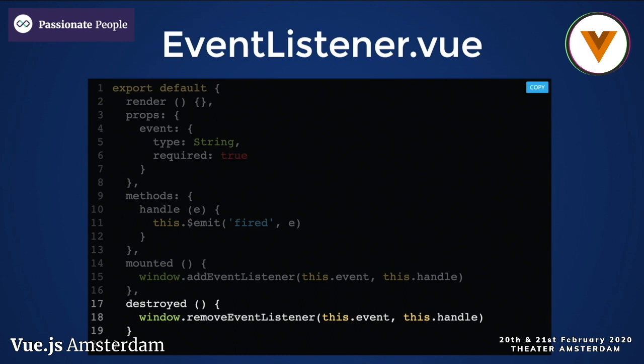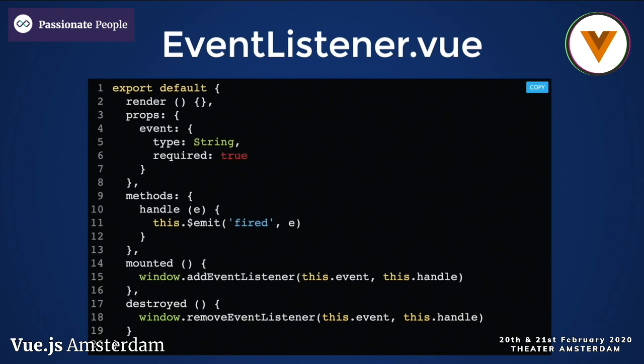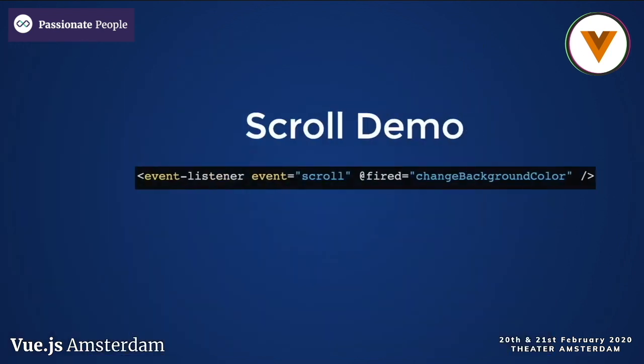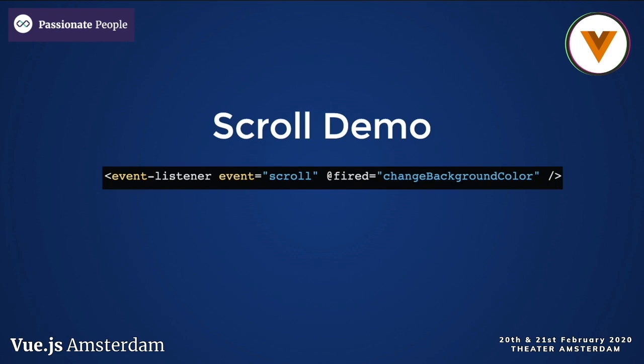And as with many things in life, we have to clean up after ourselves. So in the destroyed lifecycle hook, we will remove the event listener. And this is it. This is all we need to create this awesome renderless event component.